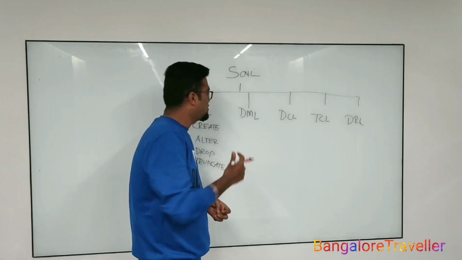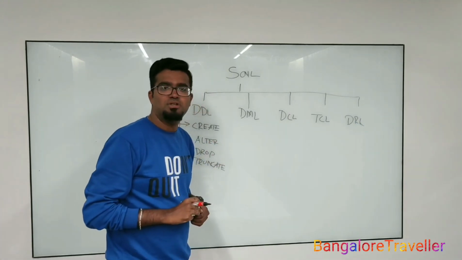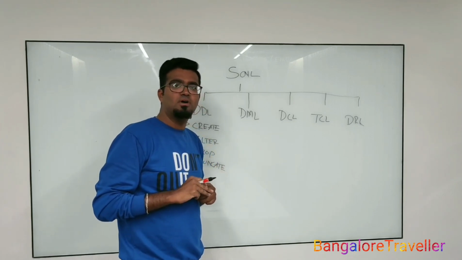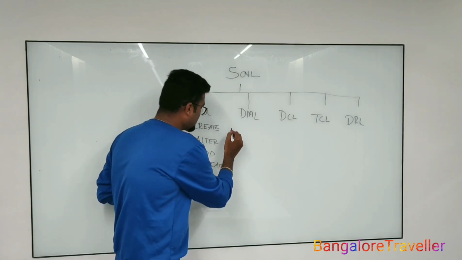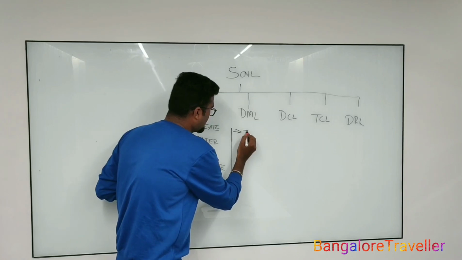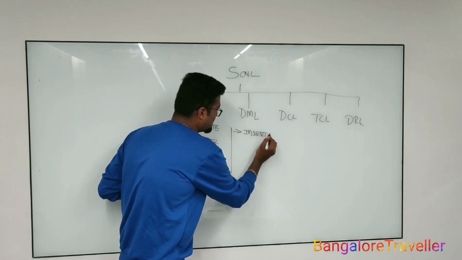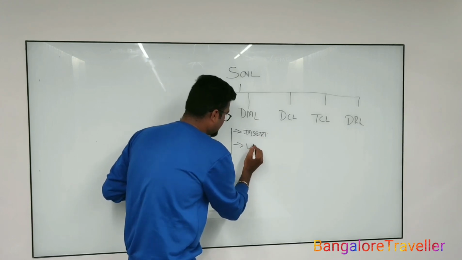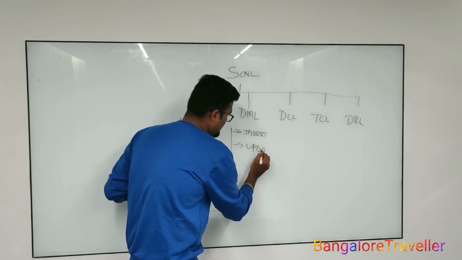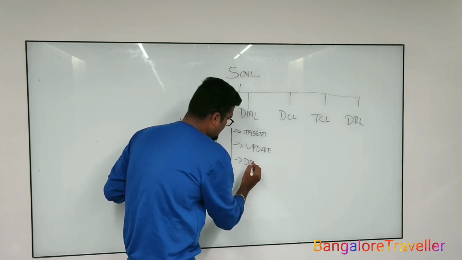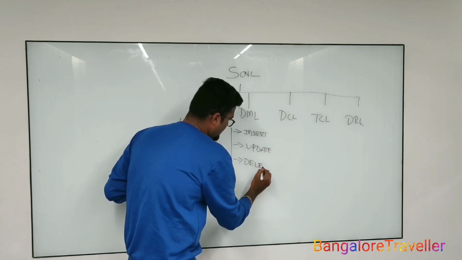So now let's go to DML. What is DML? Data manipulation language. It is a manipulation language, and what are the different types of commands available? The first one is insert, the second one is update, and the third one is delete.